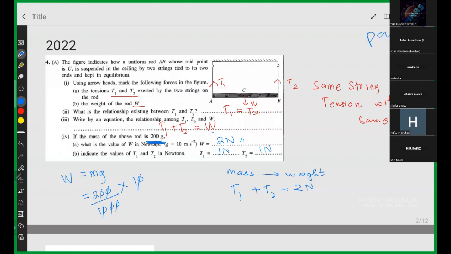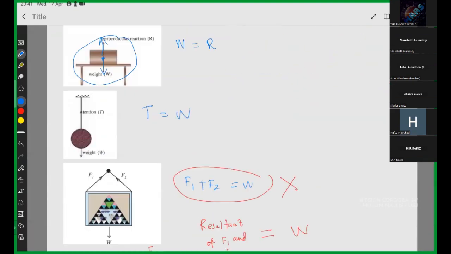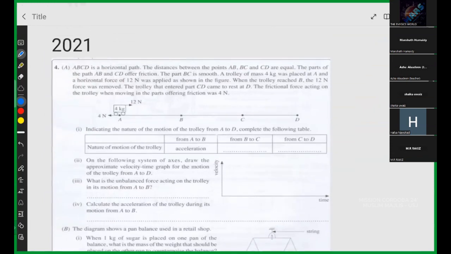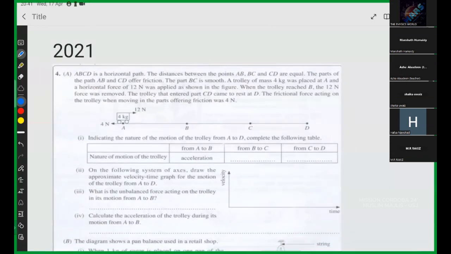I hope there are no doubts in this question. If there are any doubts, please ask me now itself. No, teacher, no doubts. Okay. Now move to this question. Question from 2021.